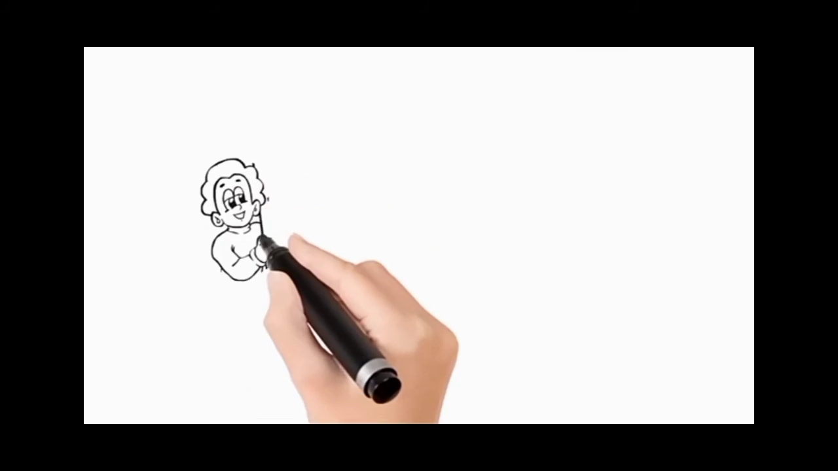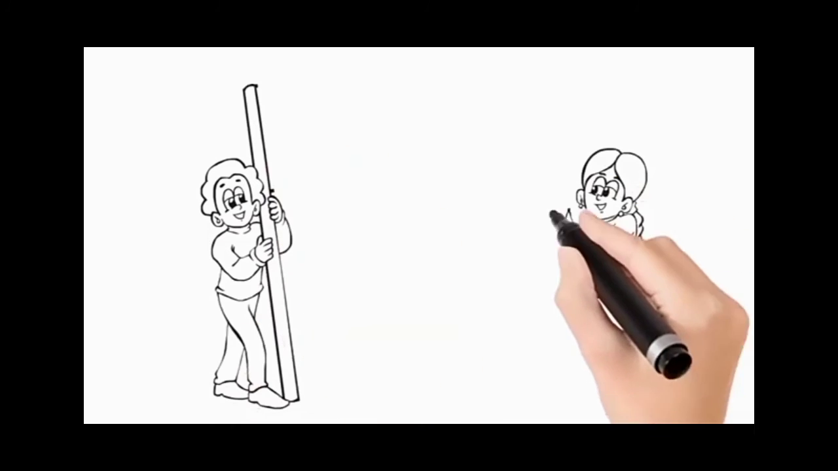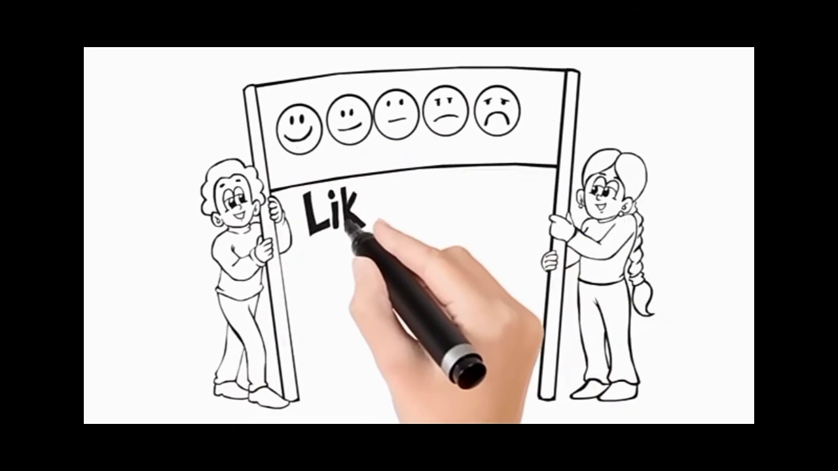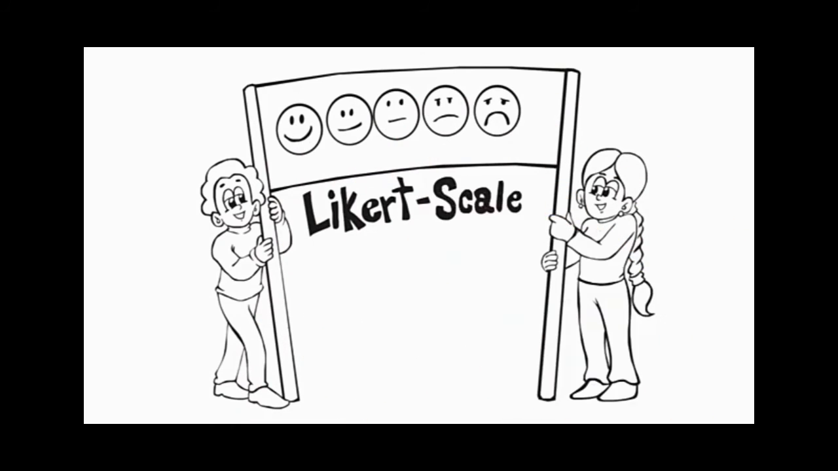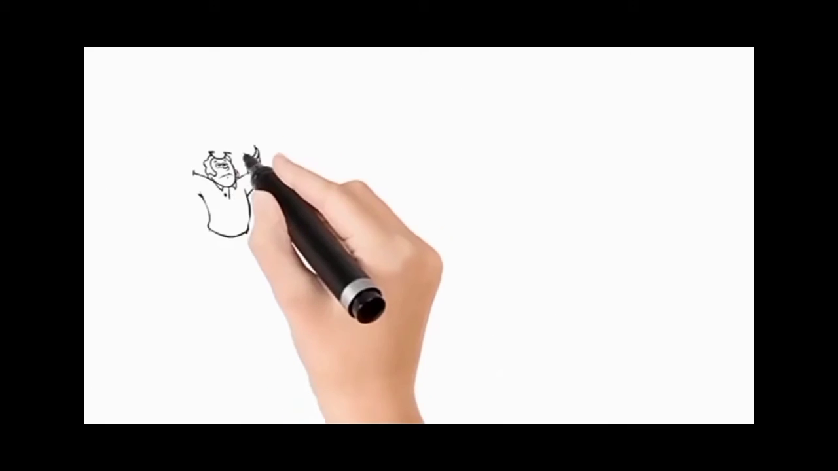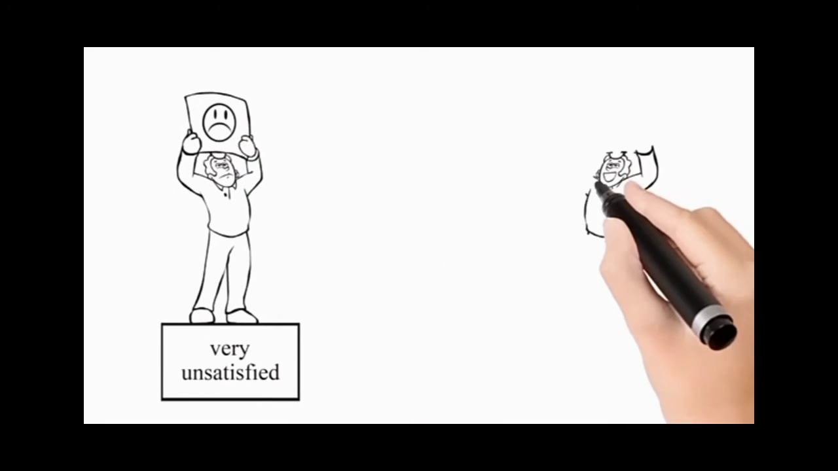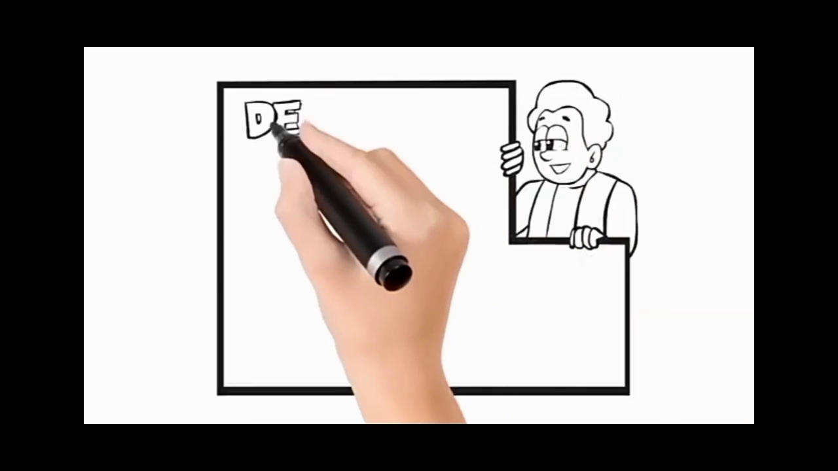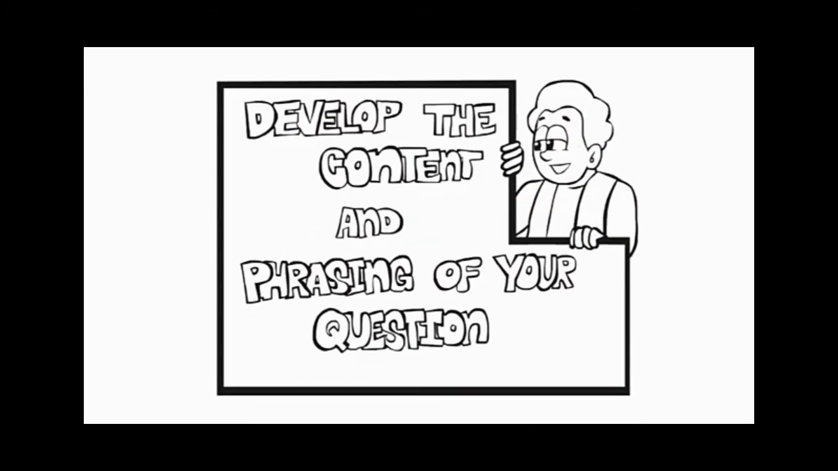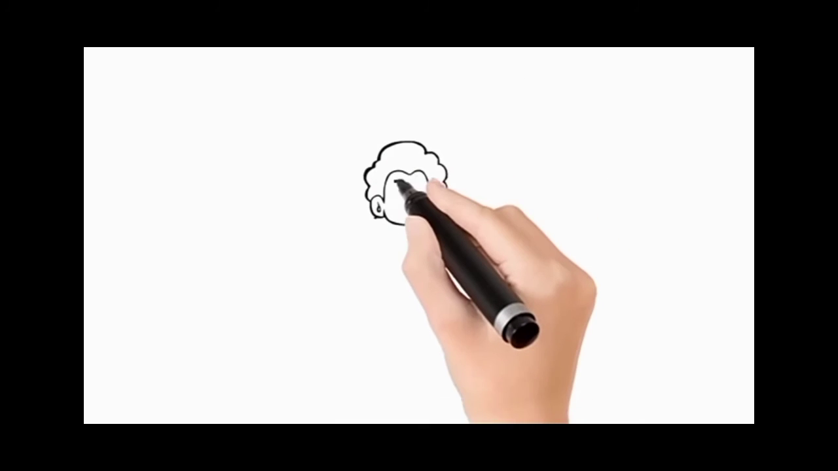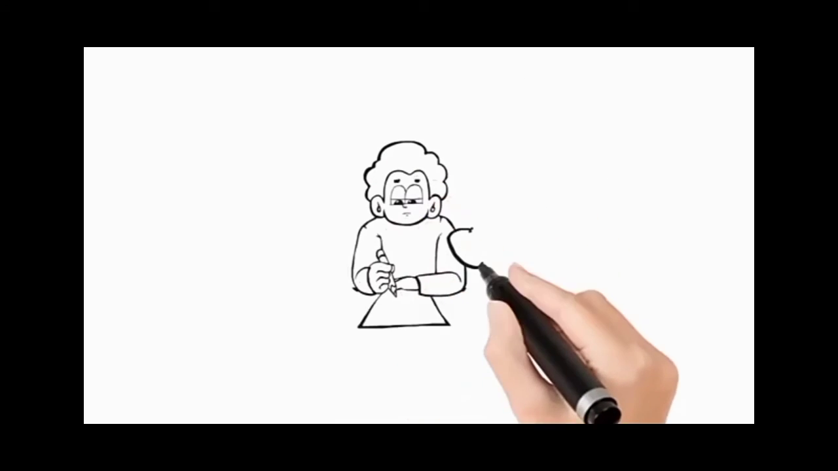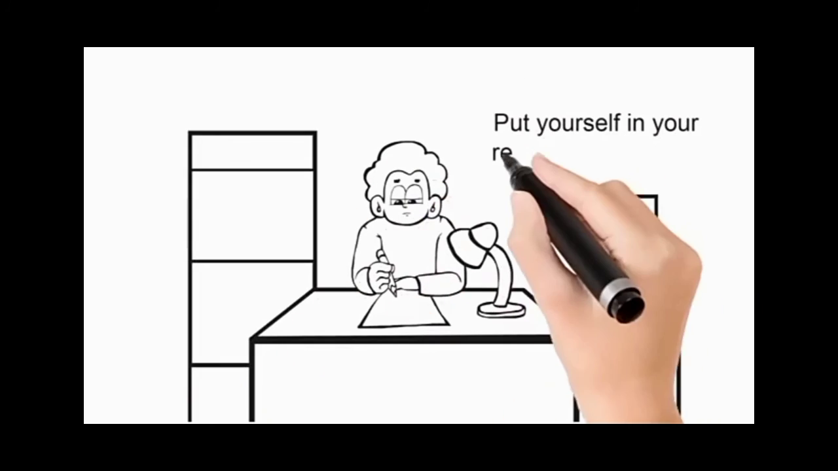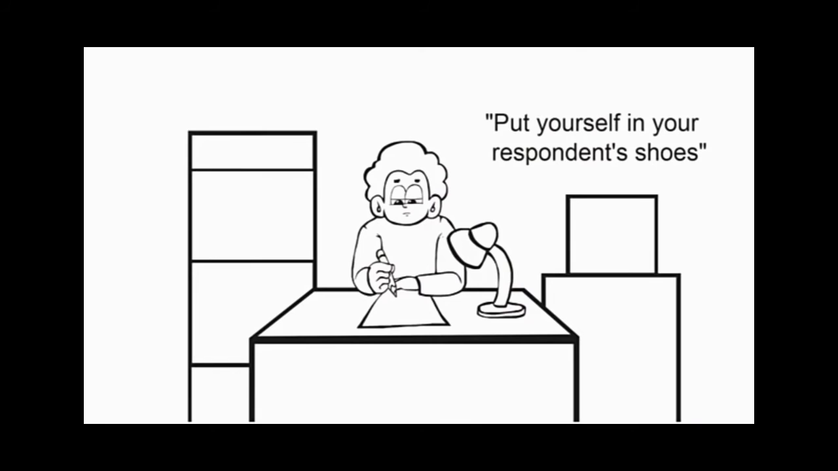You can choose from level of agreement scales, also known as Likert scales, multiple choice, or open-ended questions. Some survey researchers also use ranked response questions that ask respondents to rank their preferred responses, for example, from 1 to 5. You will need to develop the content and phrasing of your questions. When you are writing your questions, try to put yourself in your respondent's shoes and account for the ways they might misunderstand your questions and response options.